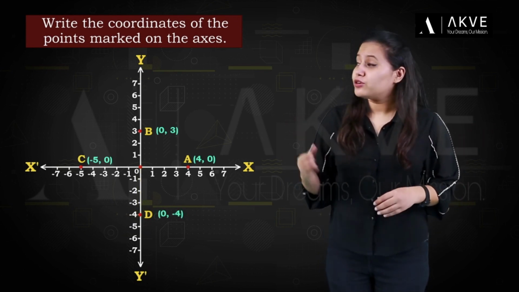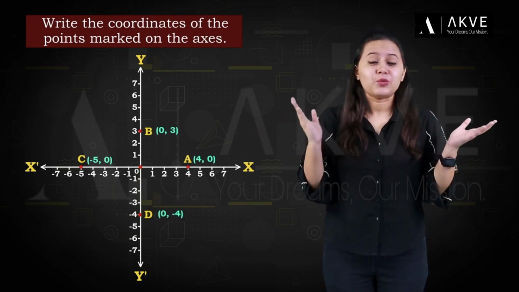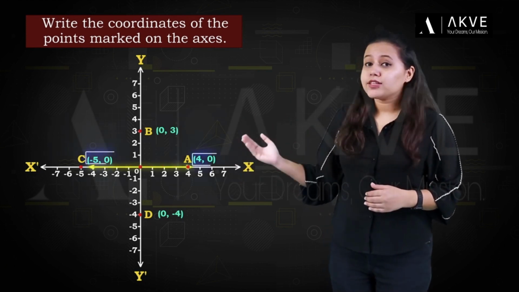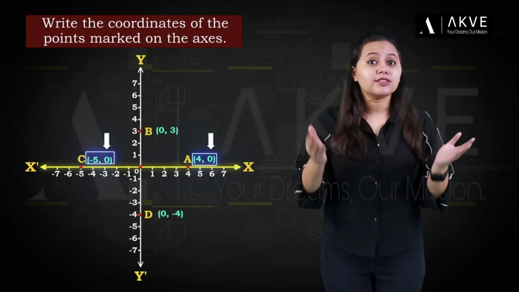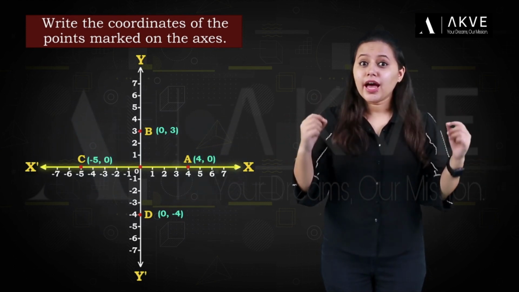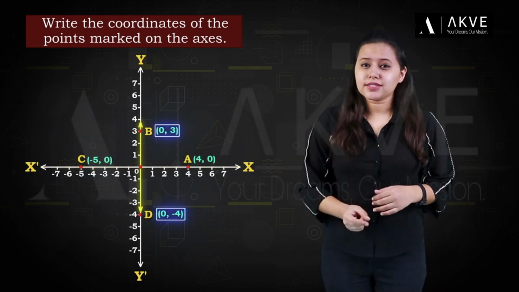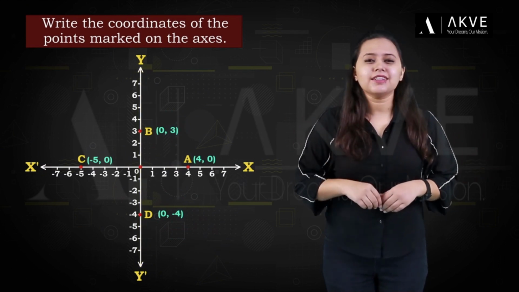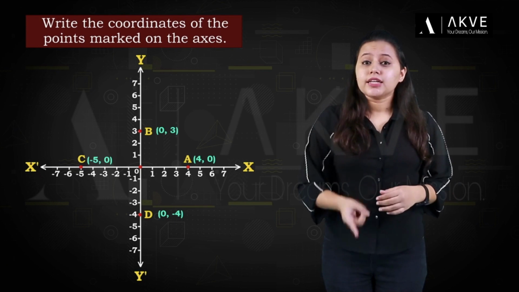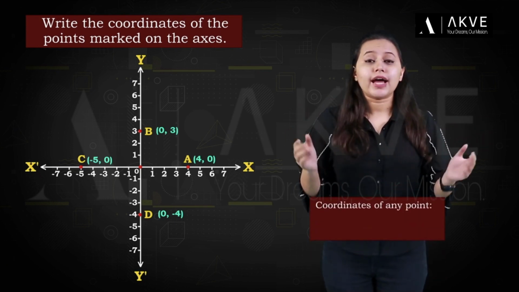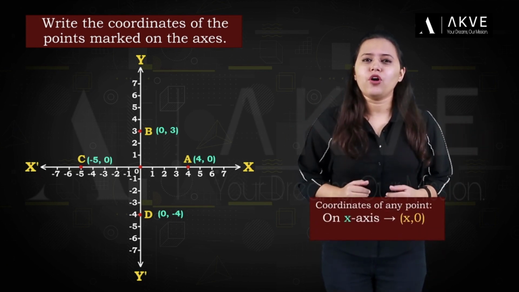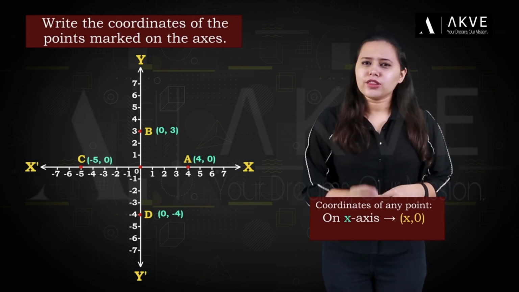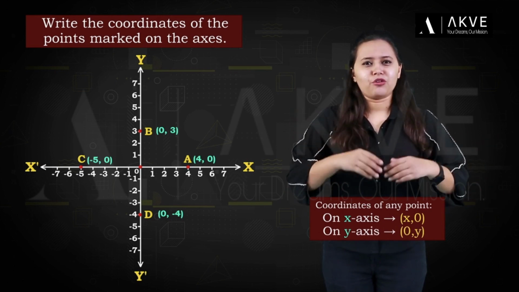So what can we conclude from this example? Well, if you observe carefully, you will see that if a point lies on the x-axis, then its y-coordinate is 0. And if a point lies on the y-axis, then its x-coordinate is 0. Interesting, isn't it? So we can conclude that the coordinates of any point lying on the x-axis are of the form (x, 0) and the coordinates of any point lying on the y-axis are of the form (0, y).